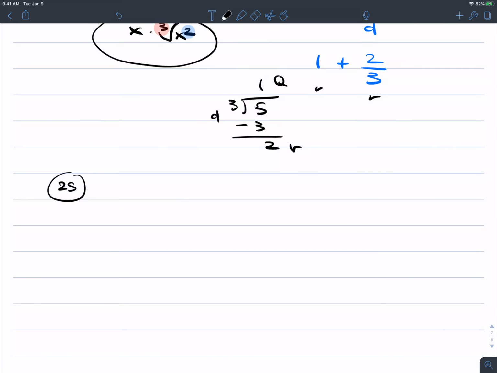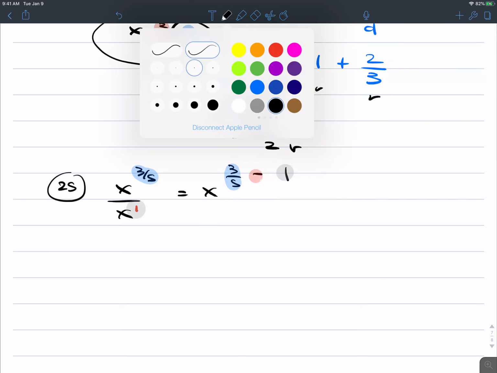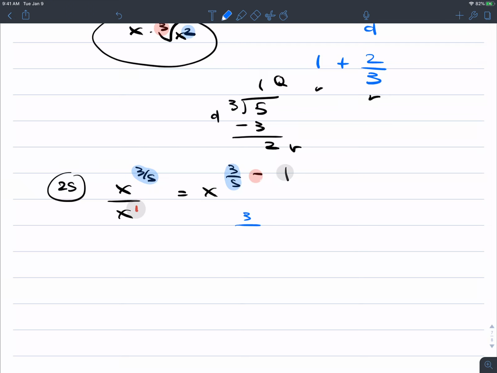x to the 3/5 over x to the what power here? First power, right? So, what do we do with the powers? We got 3/5, we got 1. Subtract them. So I just want to be careful here with this and remind you, numerator, denominator, and then the operation between them is subtraction now. So I have to make sure I do the right arithmetic.